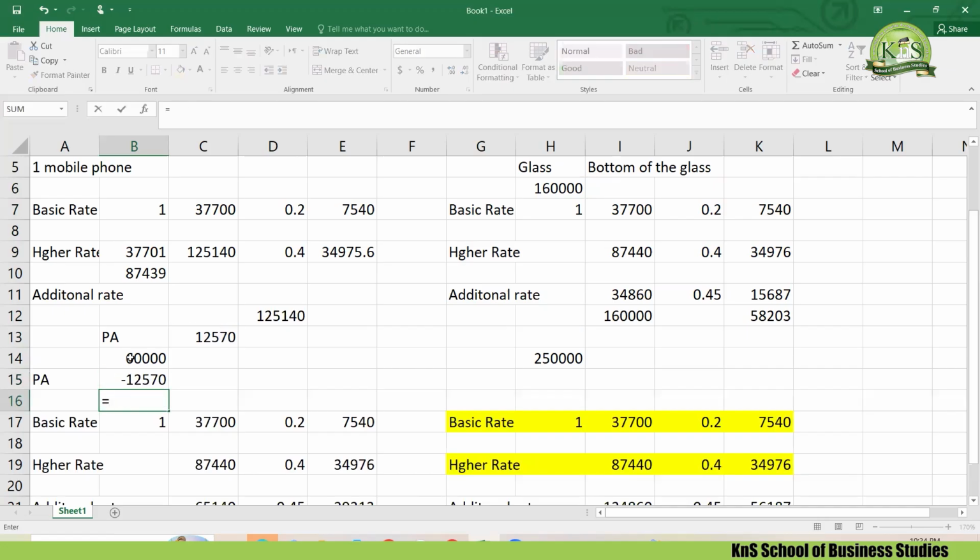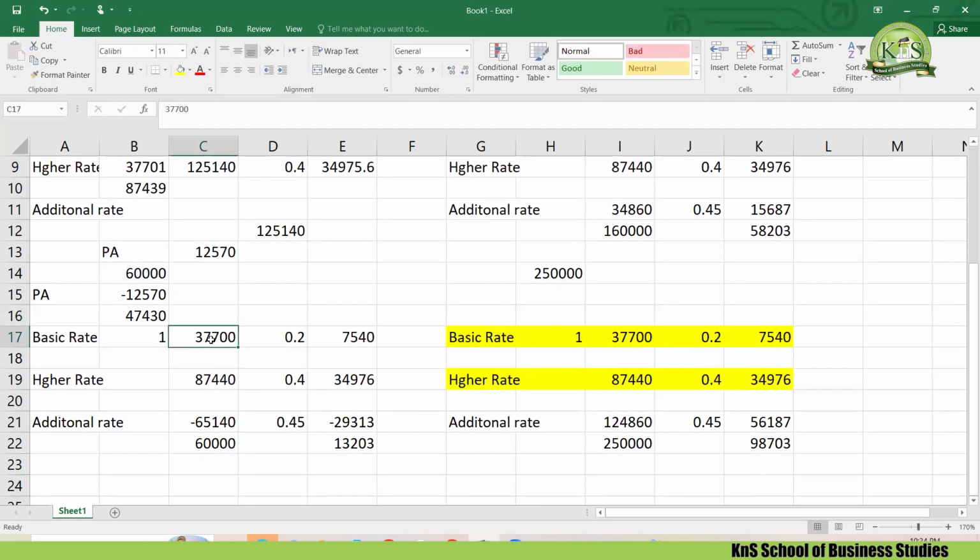Now, how much income will be left? 47,430 only. My basic rate will be filled first, and now my higher rate will only be this minus this. That's the only thing, no additional rate. Do you get this?